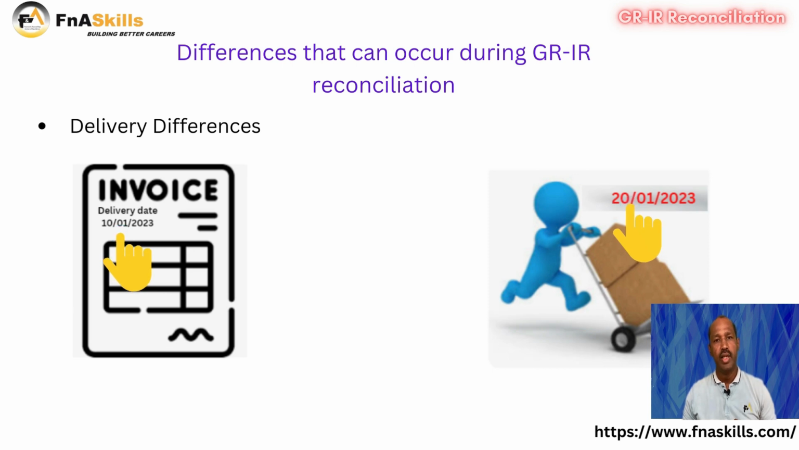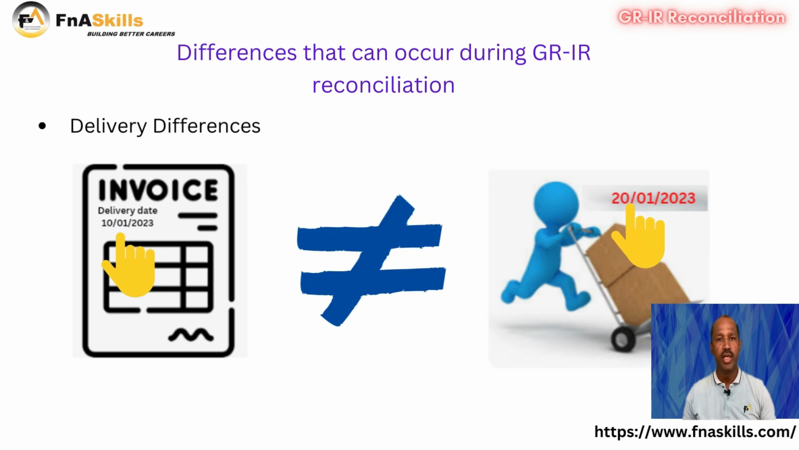Delivery differences. The delivery date of the goods listed on the invoice may not match the delivery of the goods actually received. This could be due to shipping delays or errors in the invoices. Such differences are generally classified as timing differences and are a very common type of open item in the GRR reconciliation process.